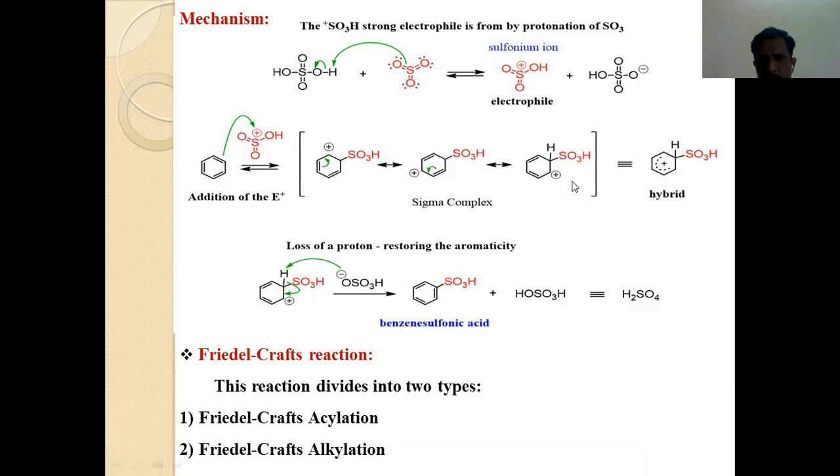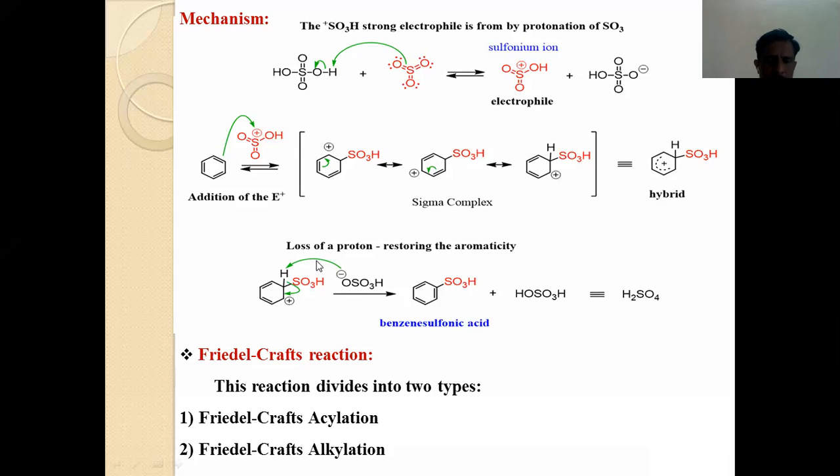Now, these three structures are called the resonating structures, or sigma complex structures, or you can call them the Wheland complex structures. And finally, we can write the hybrid structure of this sigma complex. In this hybrid structure, the positive charge is delocalized from one position to another, and one of the carbons is sp3 hybridized, at which carbon one of the protons is there, as well as the electrophile SO3H is attached here. Now this is the second step. In the first step, generation of the electrophile. In the second step, the hybrid structure of the benzene molecule with the sulfonium ion or sulfonic acid.